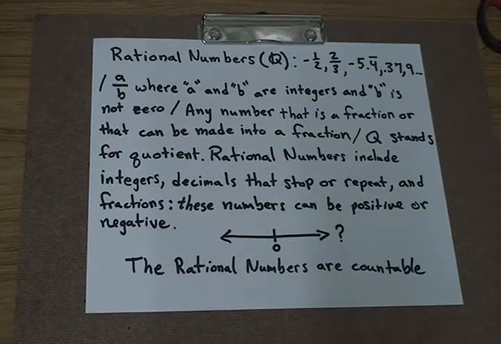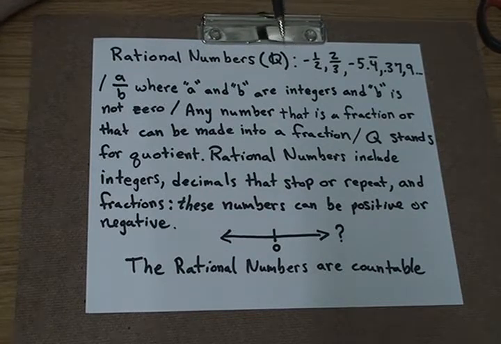The next biggest type of numbers are the rational numbers. The symbol for rational numbers is the bolded letter Q, which can be represented by just drawing a line on the opposite side of the Q.